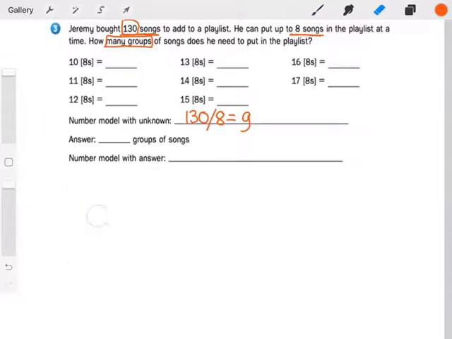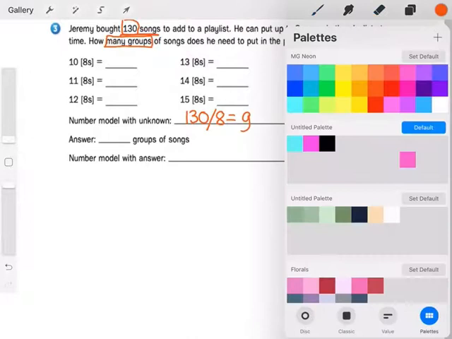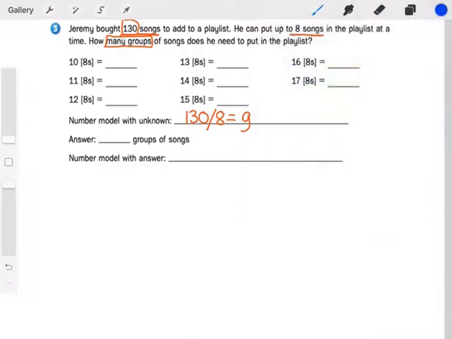So now you have to figure out all the multiples of 8. So 10 times 8 is 80. 11 times 8 is 88. 12 times 8 is 96. 13 times 8 is 104. 14 times 8 is 112. 15 times 8 is 120. 16 times 8 is 128. And 17 times 8 is 136.